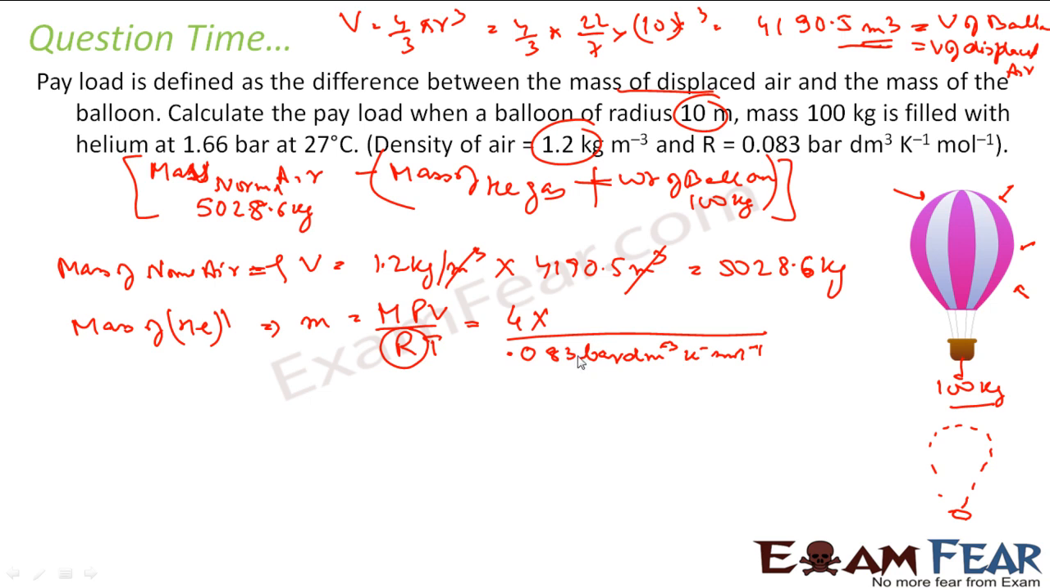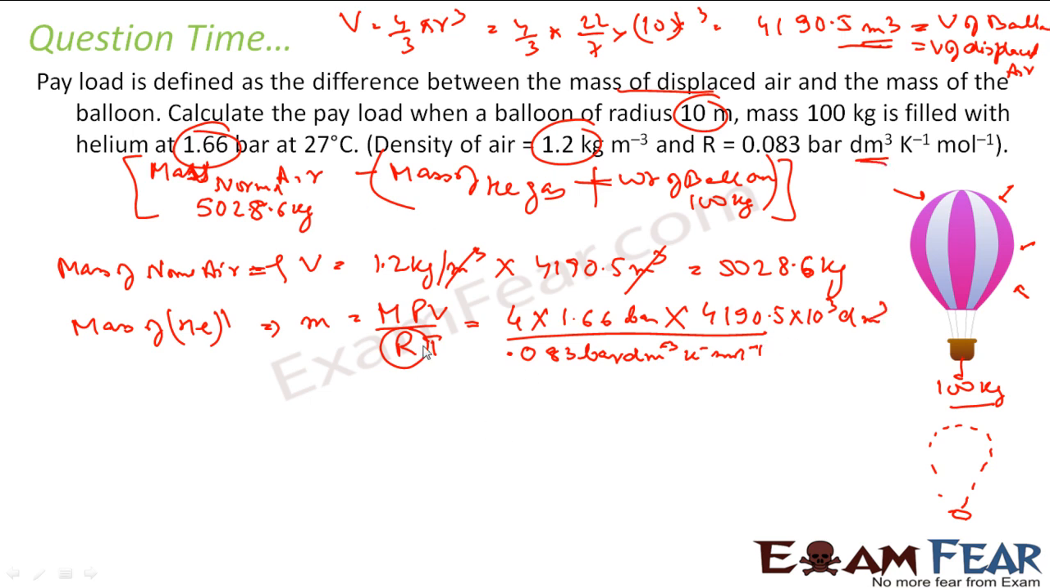So the pressure in bar is 1.66 bar, given. Right? And then I have to give volume. Volume has to be in dm cube now. Correct? So I have made it in meter cube, so I'll just convert this into dm cube. It came out to be 4.1095 meter cube. So I'll make it into 10 to the power 3 dm cube. Correct? Because this is required in dm cube.